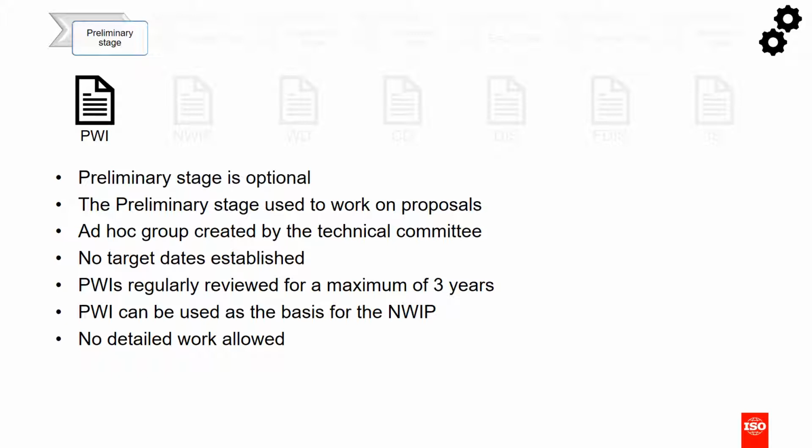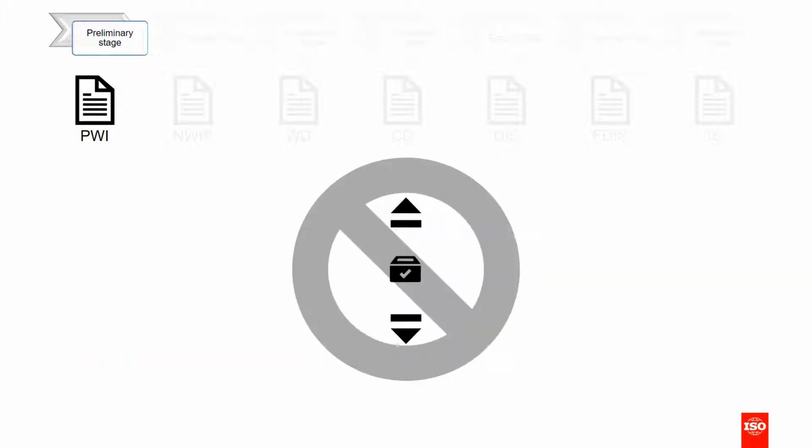While not all new work item proposals include a draft with the ballot, it's most helpful to have one if possible. The preliminary stage is when this draft would be developed. But there should be no detailed work done on the draft at this stage, as the work could be wasted if the new work item proposal is rejected. There is no ballot needed to move on to the proposal stage.